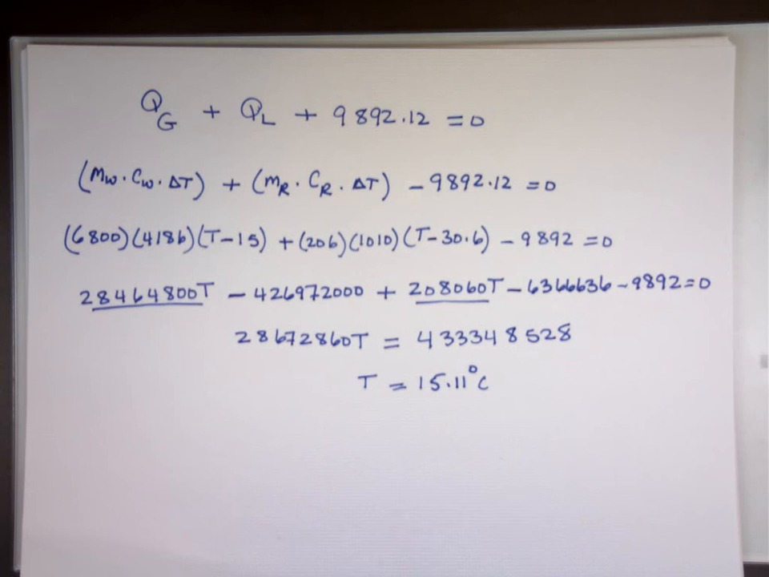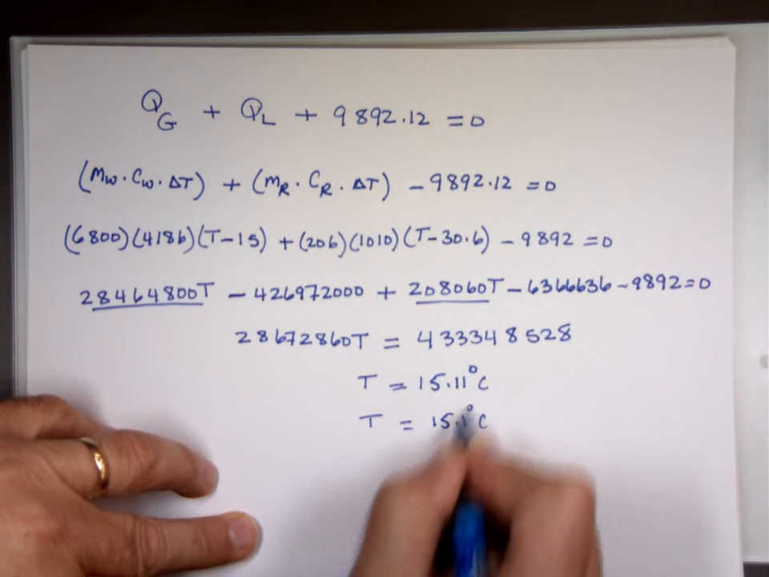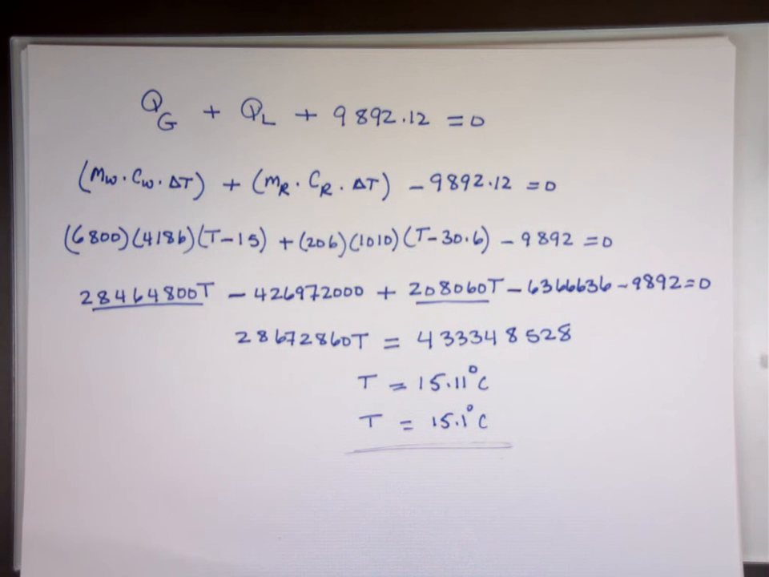Let's see if that's correct. All the numbers are 3 significant digits, so 15.1. Correct. T final equals 15.1 degrees Celsius. So that's a minus because we're losing that heat. The rock is losing it to the water. That's why it's a minus, not a plus. Due to friction, we lost that kinetic energy too.